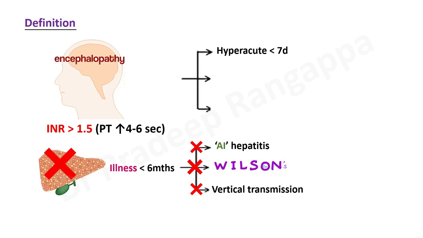There are three different types of acute liver failure. One is hyperacute, where the whole liver dysfunction sets in within 7 days. Then there is acute, which happens between 7 days to 28 days. Then there is subacute, which happens between 28 days to 6 months. Any of these, one can call acute fulminant liver failure or acute liver failure.